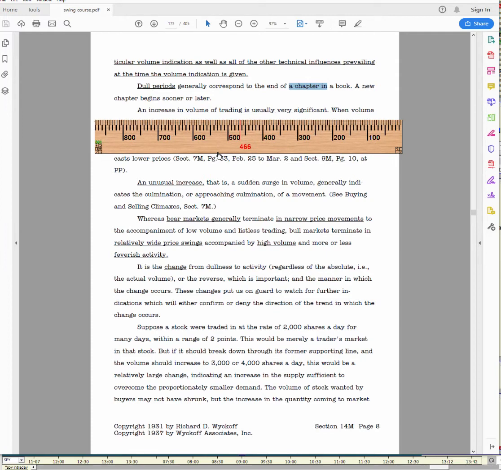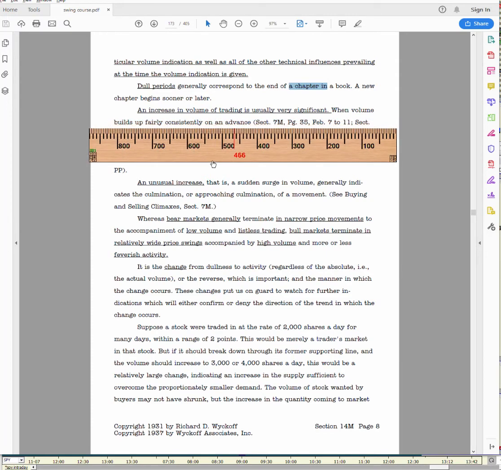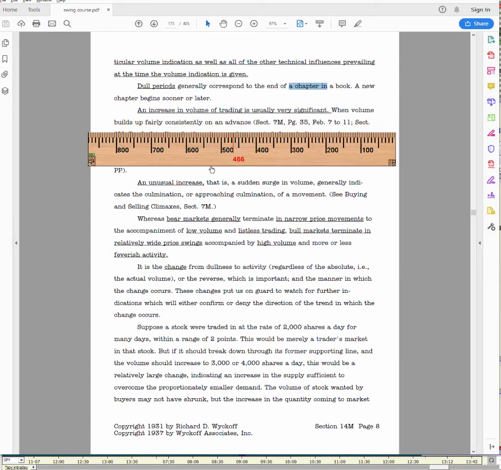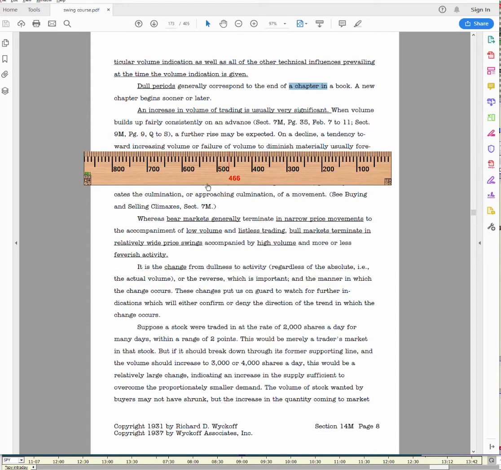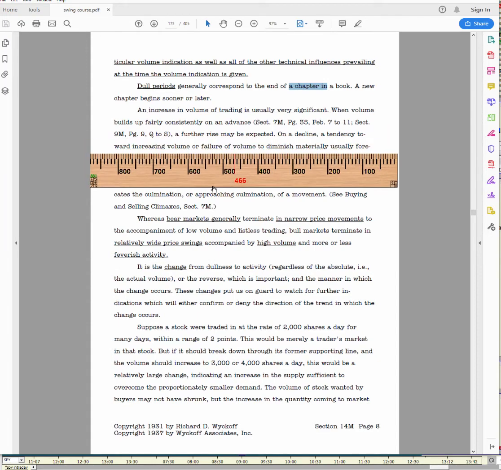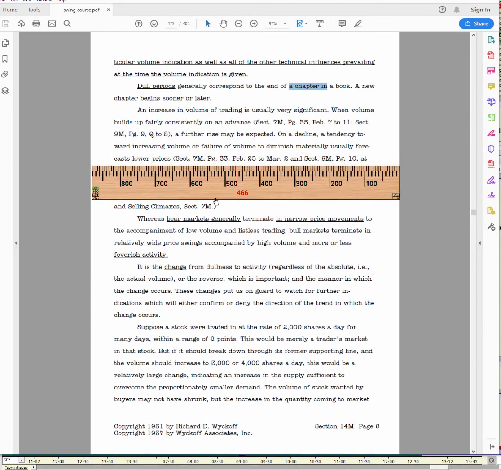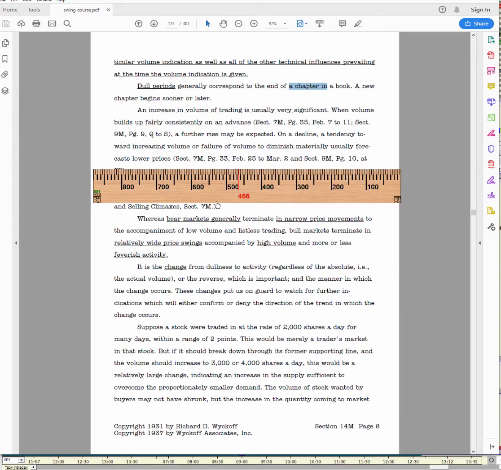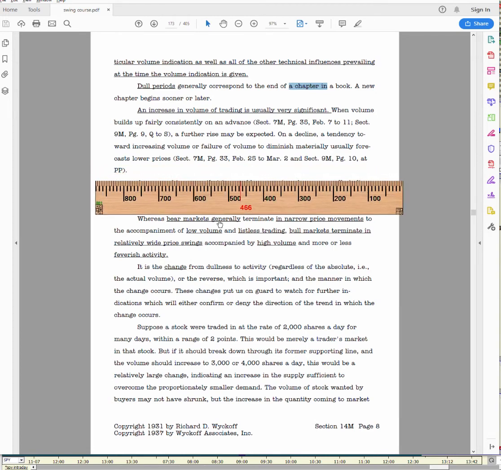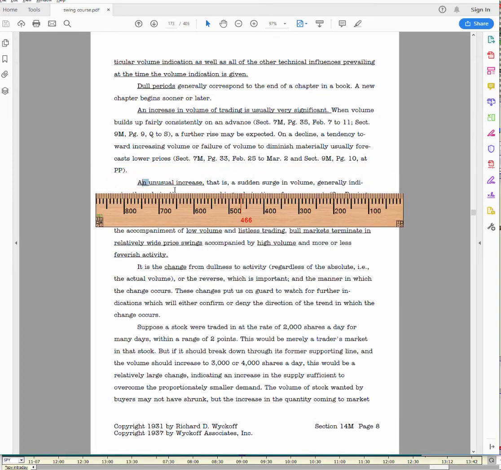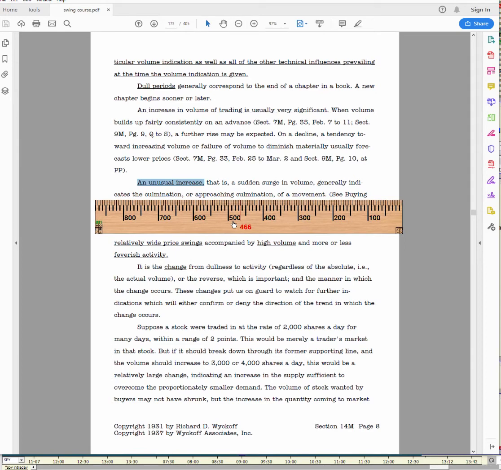An increase of volume of trading is usually very significant. When volume builds up fairly consistently on an advance, a further rise may be expected. On a decline, a tendency towards increasing volume or failure of volume to diminish materially usually forecasts lower prices. An unusual increase. Here's some important data. A sudden surge of volume generally indicates the culmination or approaching culmination of a movement.